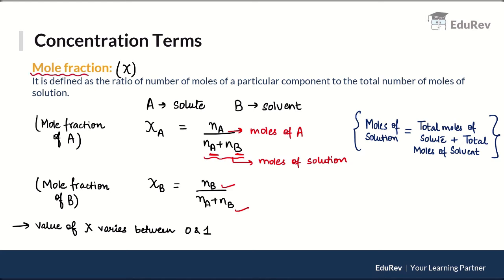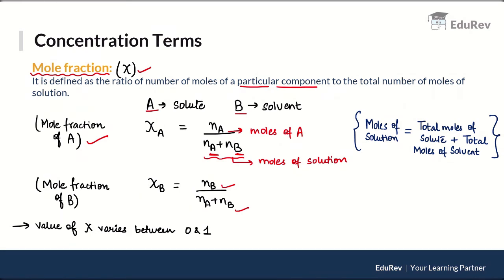Another concentration term is mole fraction. It is represented by the symbol chi. It is defined as the ratio of number of moles of a particular component to the total number of moles of solution. ठीक है, कैसे निकालेंगे? Suppose I have a solution comprising A as solute and B as solvent. तो अगर मुझे mole fraction of A निकालना है, so it will be given by chi A equals moles of A. जिस भी component के moles निकालने हैं वो numerator में आएगा divided by total moles of solution.